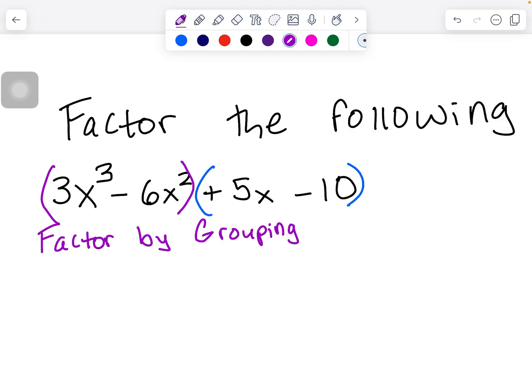So I'm going to look at the GCF of just my first piece for now. Okay, I'm going to ignore the 5x minus 10. I don't care about that right now. So I'm going to look just at this guy. I'm going to look for a GCF.